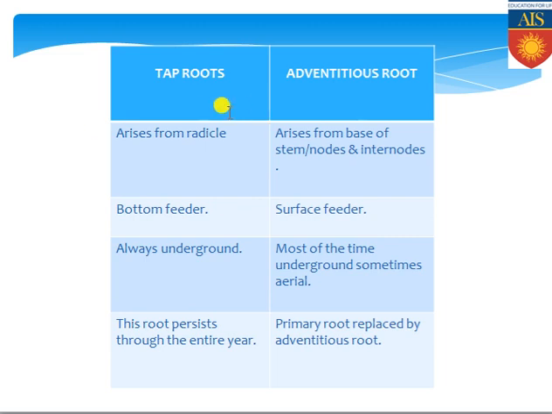This is exclusively found in dicot plants under angiosperms. If you see the adventitious root, obviously these roots arise not from the radicle, rather they arise from the stem, the nodes or internodes. The nodes and internodes present on the stem surface are where these adventitious roots commonly emerge. So obviously there is a massive difference between the taproot and the adventitious root.